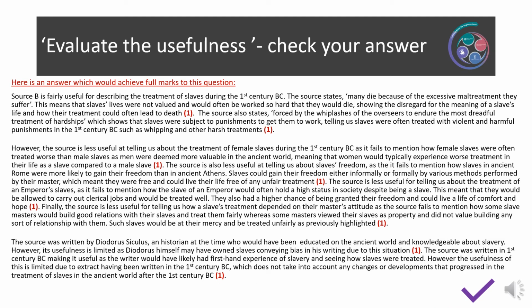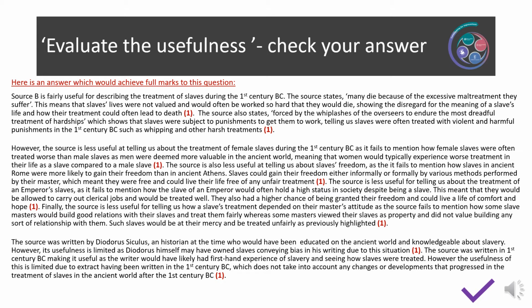Here is an accurate response to the question. Your own response might vary slightly from this. Source B is fairly useful for describing the treatment of slaves during the 1st century BC. The source states, quote, "Many die because of the excessive maltreatment they suffer." This means that slaves' lives were not valued and would often be worked so hard they would die, showing the disregard for the meaning of a slave's life and how their treatment could often lead to death.